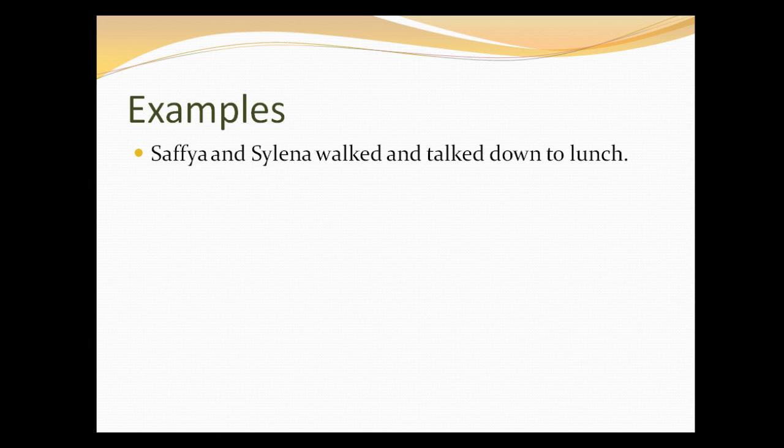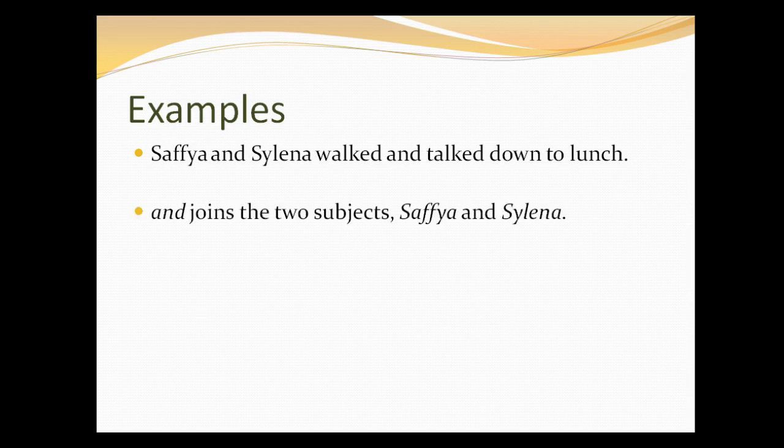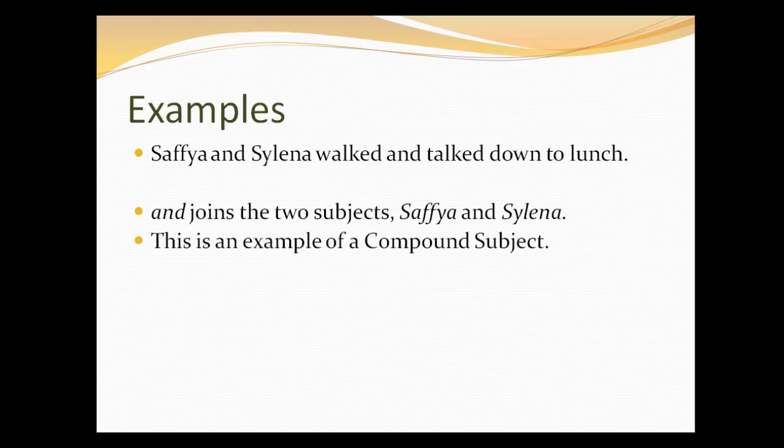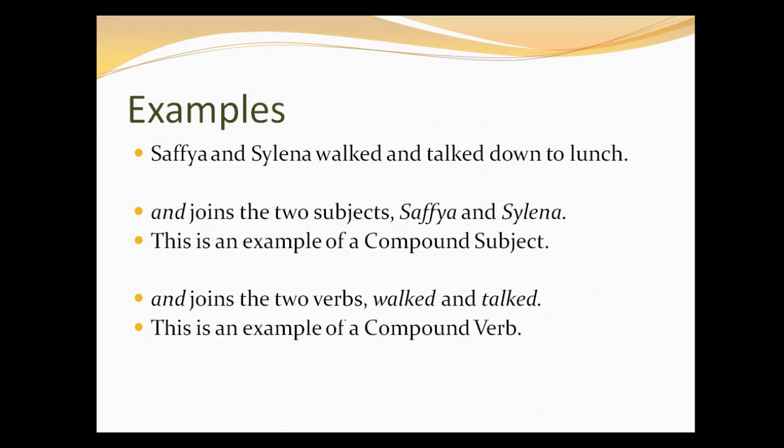Sophia and Selena walked and talked down to lunch. Find our verbs. Walked, talked. Okay. Are there any other verbs in the sentence? Nope. Okay. So we also need to figure out the simple subjects. Who walked? Sophia and Selena. Who talked? Sophia and Selena. So those are our two simple subjects joined by and. So the compound subject. We also have two verbs, walked and talked, also joined by and. That's a compound verb. So we have a compound verb and a compound subject in the same sentence.